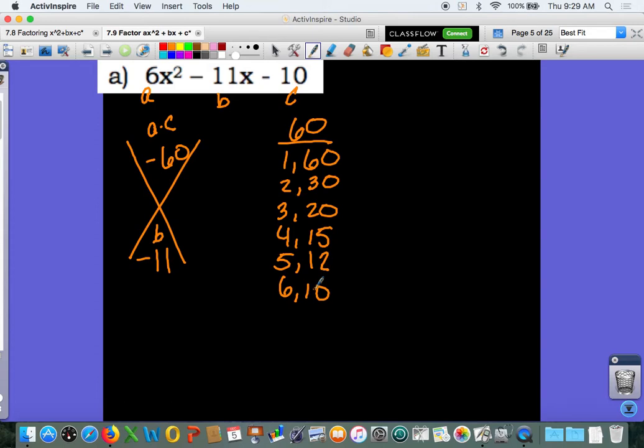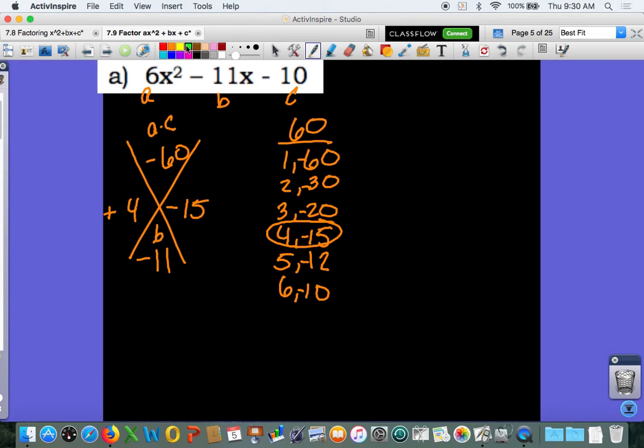Think back to our chart from yesterday, or the last lesson. We were told if my C is negative and my B is negative, you're going to have one of each sign. And my bigger number matches the bottom, so my bigger number is going to be negative. So which set now adds together to give me negative 11? Well, positive 4 and negative 15.